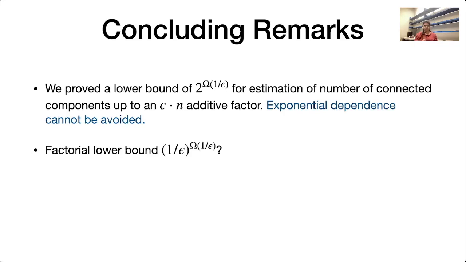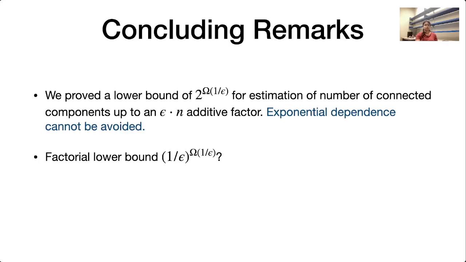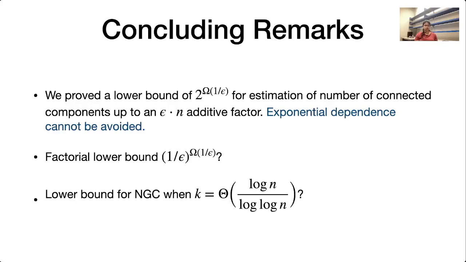There are still some open questions left here. Can we prove a factorial lower bound of 1 by epsilon raised to omega of 1 by epsilon? And can we prove a lower bound for NGC when the cycle length is theta of log n over log n?